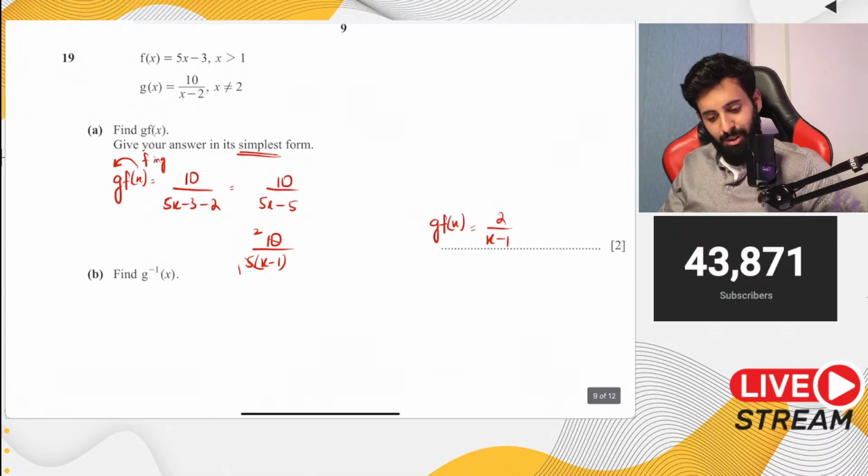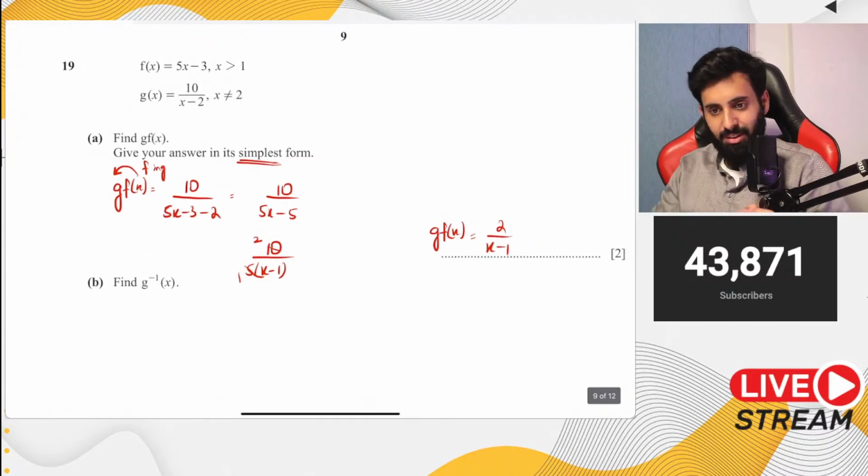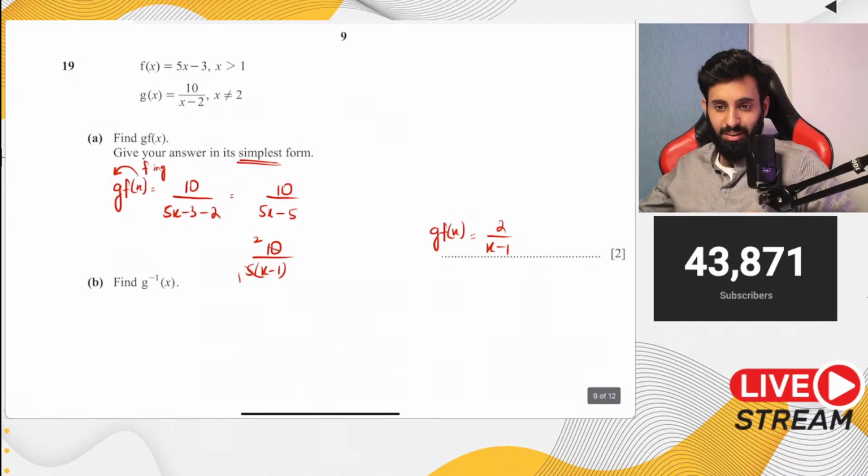Okay, so here's part B. Part B says find G inverse of X. Okay, I'd like you guys to do it first. I'd like you guys to do this.